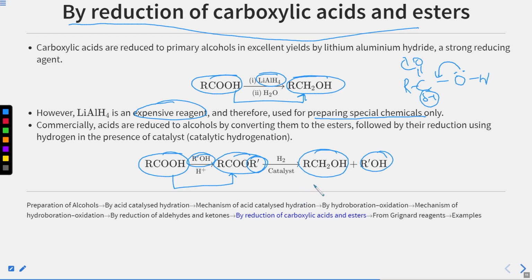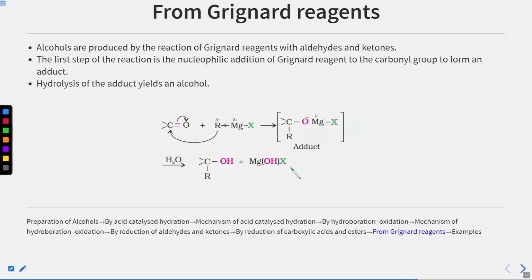Now the question is why is it happening in this way? For that you have to look at the mechanism. We'll look at the mechanism of all of this reduction of carboxylic acids, aldehydes and ketones in the next lecture series, in which we will study aldehydes, ketones and carboxylic acids. So we are done with this carbonyl. Now we'll move to Grignard reagent.